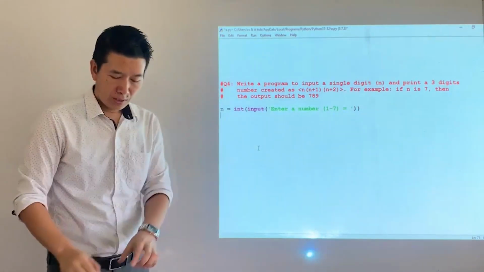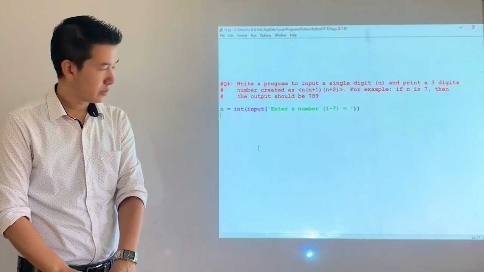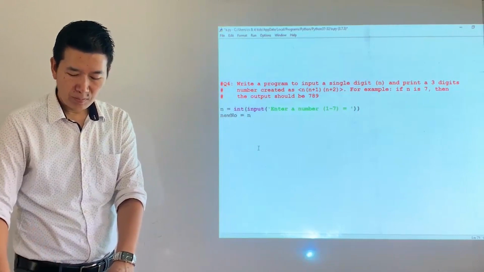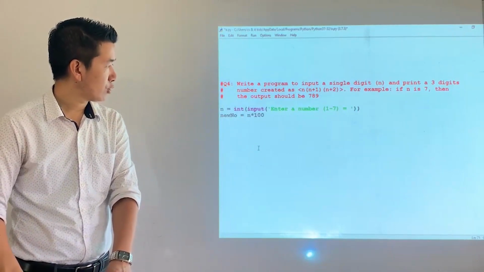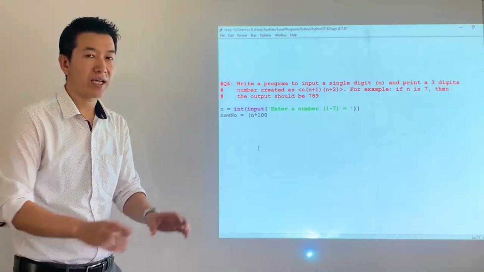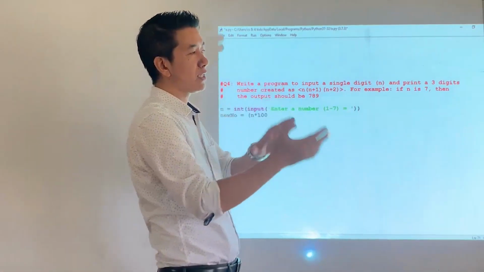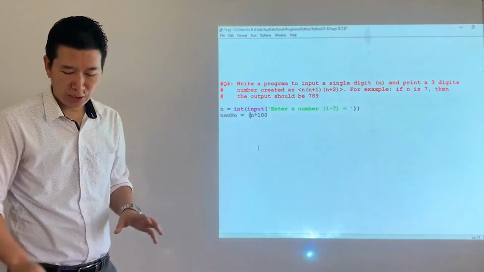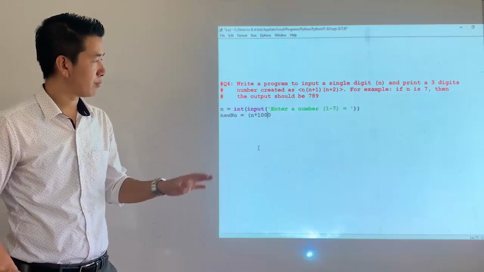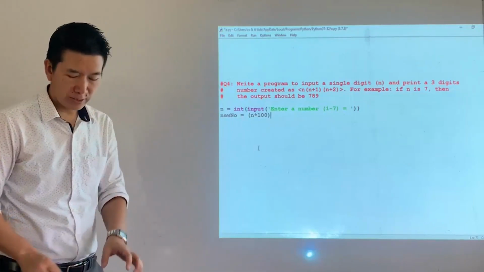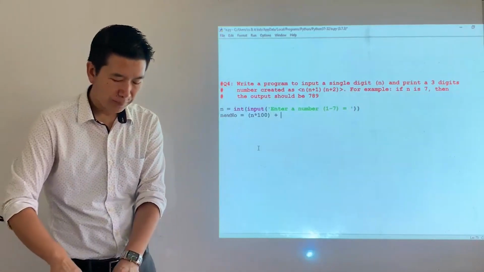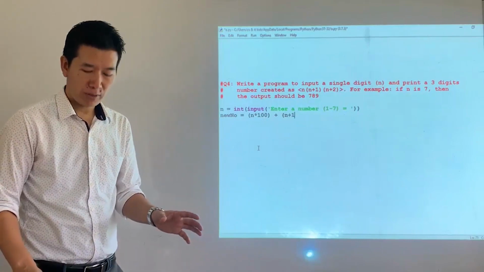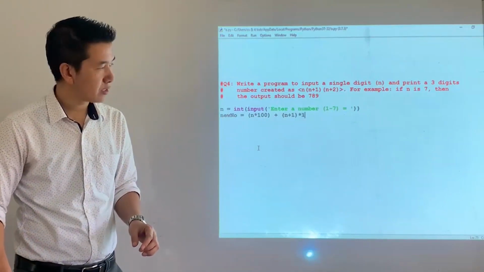And then, now the next step is the new number. The new number will be n multiplied by 100. Remember, 7 should be multiplied by 100 so that the 7 stays at the hundreds place. So we are pushing the 7 into the hundreds place, right? So I close it, and then I should have this added with n plus 1. I should get the 8 first, right? Get it, and then multiply this by 10.